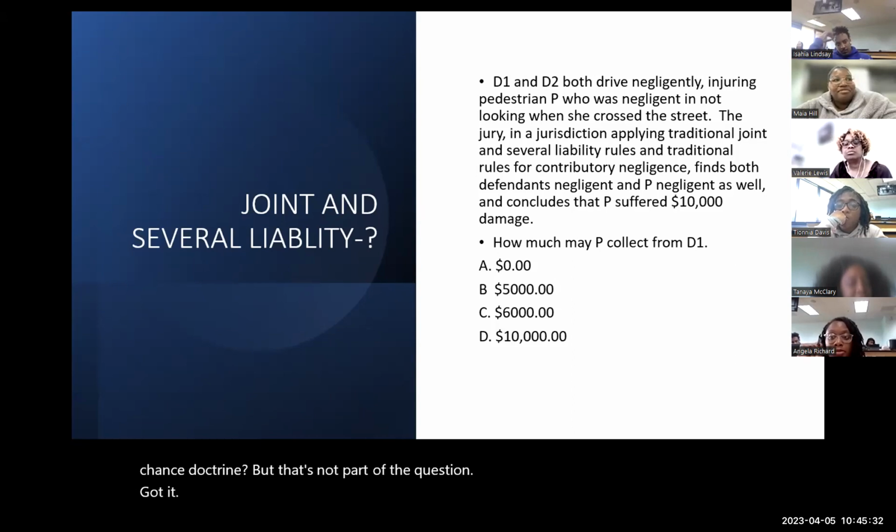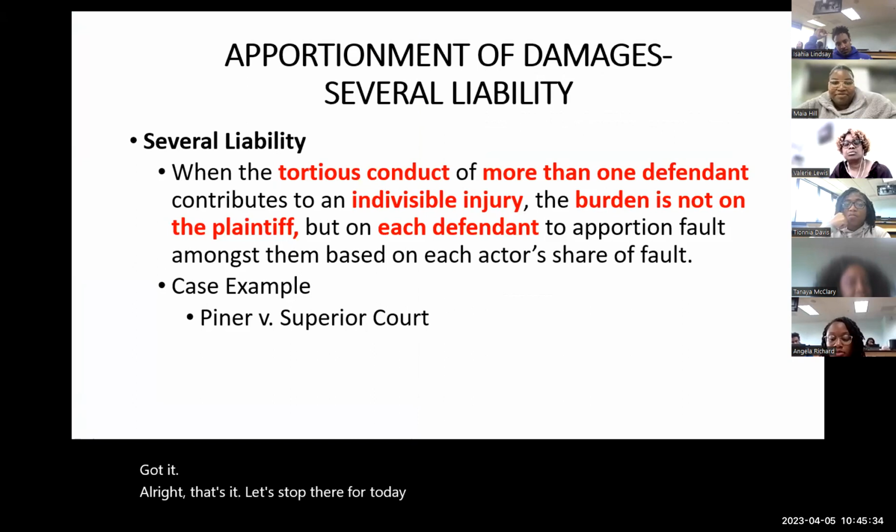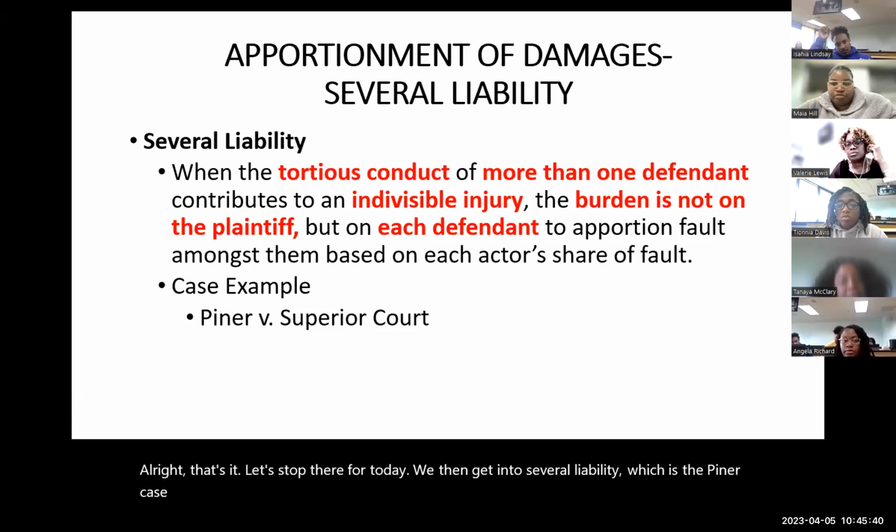All right, that's it. Let's stop there for today. We then get into several liability, which is the Piner case. I'm going to post this now so that you guys can have it.